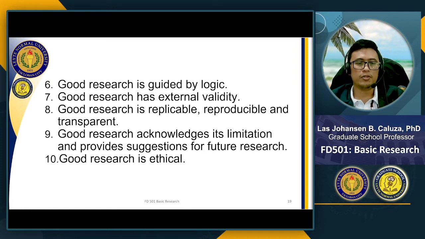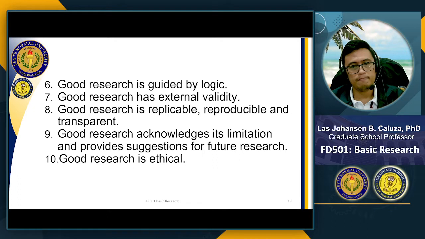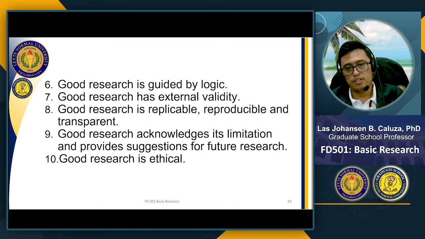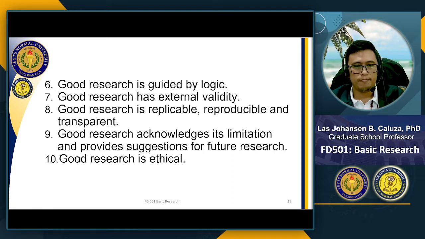This is why most scholarly articles provide a clear description of their corresponding research process. Alright. Number 9. Good research acknowledges its limitations and provides suggestions for future research.